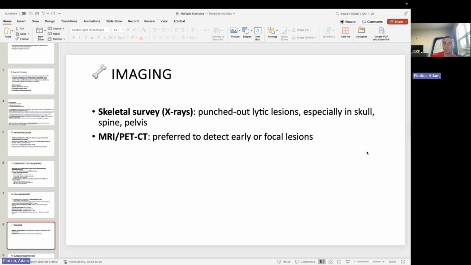Again, imaging, right? We've already talked about it. We want to look for those punched out lytic lesions, especially in the skull, spine, and pelvis.